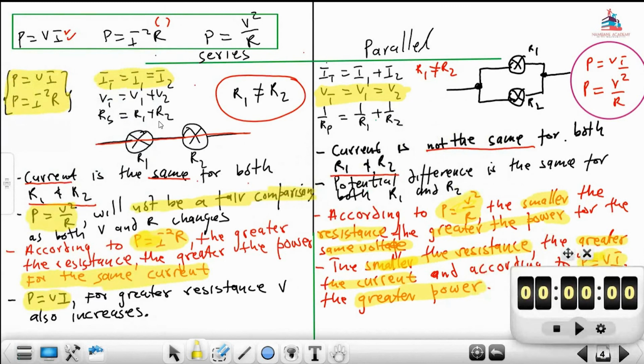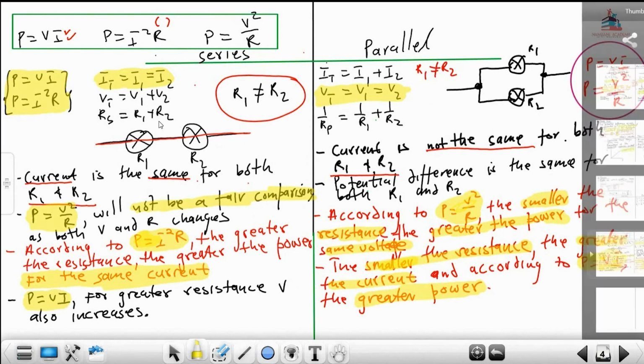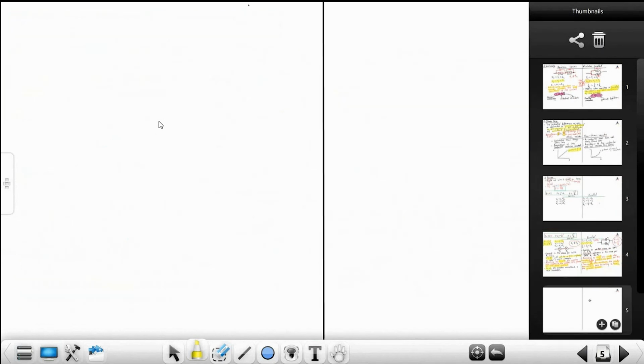So let me give you the 30 seconds quickly such that we can move to another concept. Thank you very much. If there's no questions, then we can move to another concept. Let's move to this concept here.